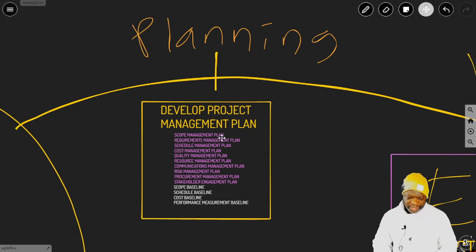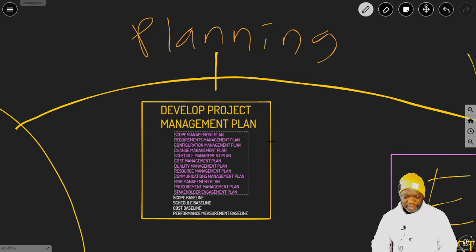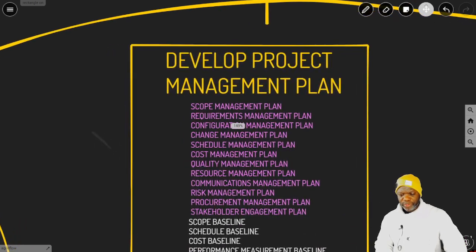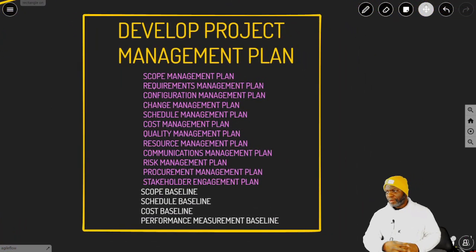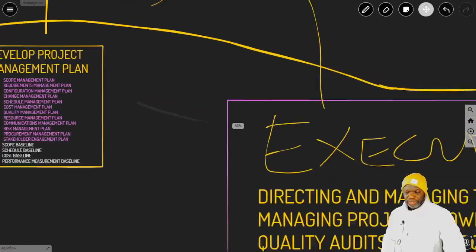There are a few other things that I could mention here, and I probably should mention them. There is a configuration management plan as part of this, and there is a change management plan as part of these plans, my friends. So I really want you to be firmed up on all of these plans that you can have in the world of project management.